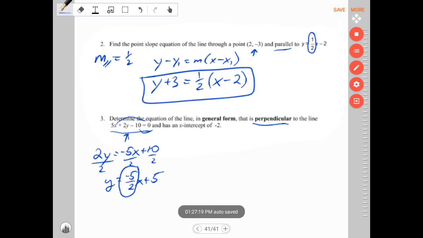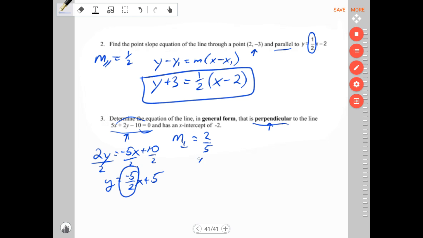Now remember, I don't want the slope of this particular line. I want the perpendicular slope. So watch what I do over here. I write m with the upside down t. That means perpendicular. Okay, so this perpendicular slope is going to be the fraction flipped, okay, and the sign changed. So it's going to be positive 2 over 5. So that's my slope.